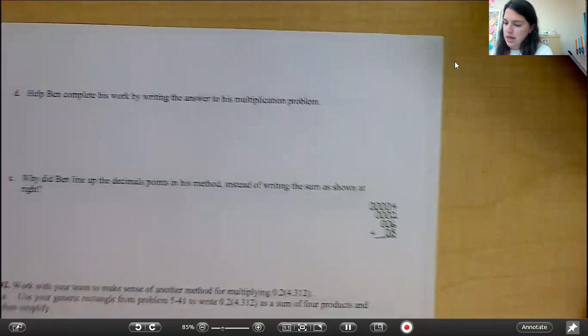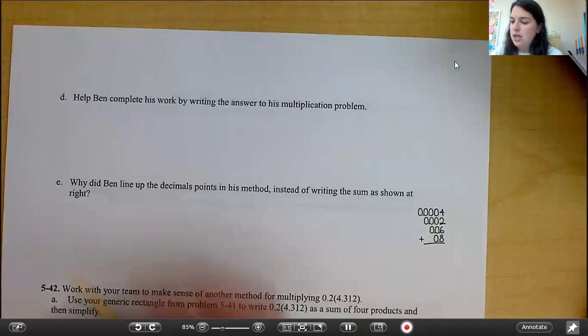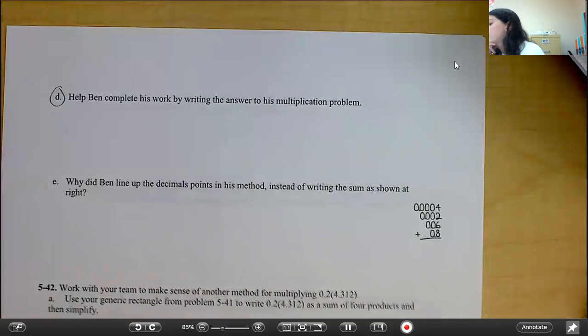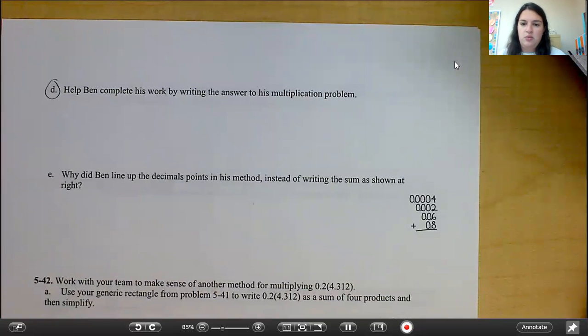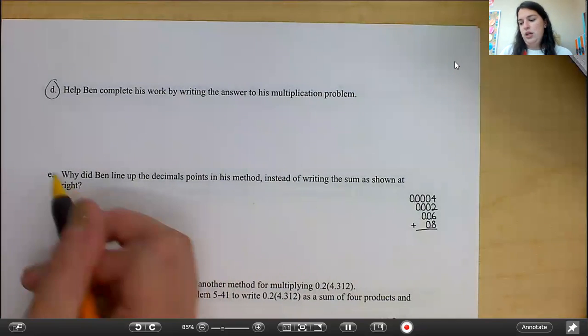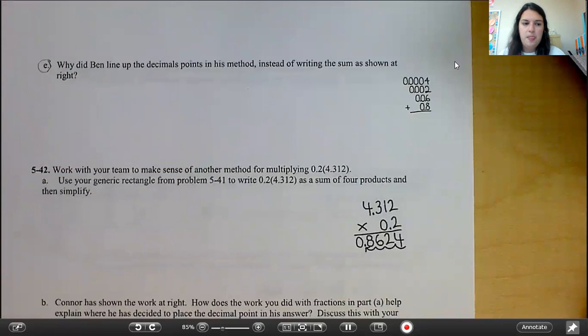So moving on to part D. It says, help Ben complete his work by writing the answer to his multiplication problem. So go ahead and do part D. And if you're back with me, that's going to be a question we save in class. E says, why did Ben line up the decimal points in his method instead of writing the sum as shown at right? So go ahead and pause your video and answer part E. Again, that is going to be something that we save to talk about in class.